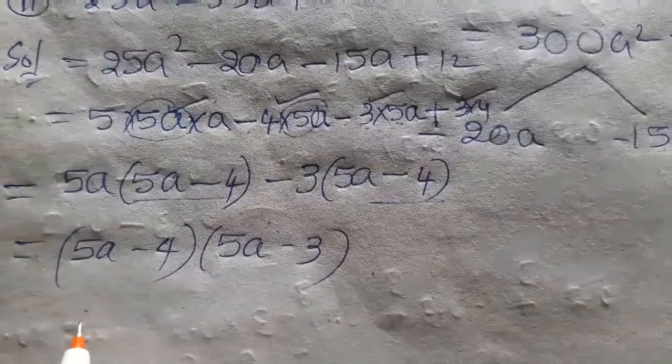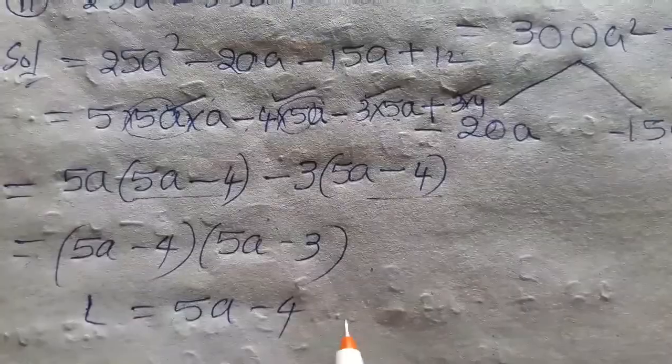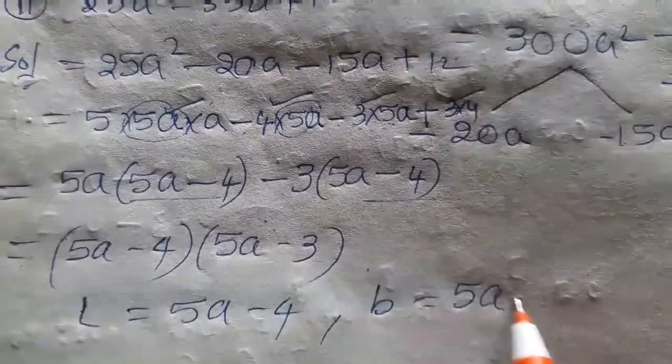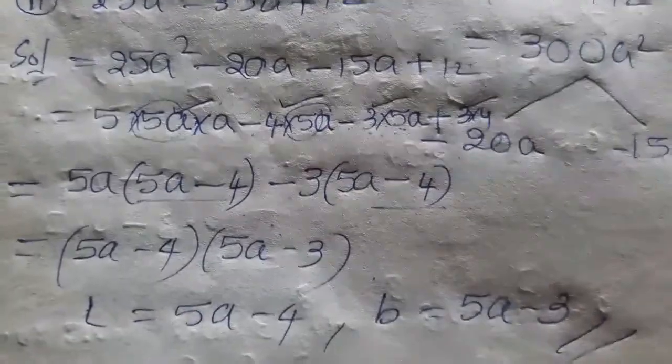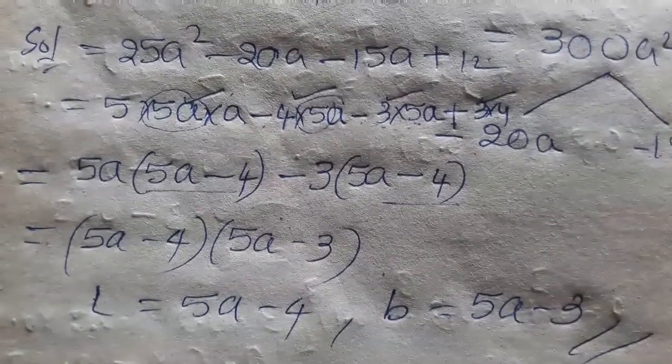So we got it. What is the length? Length is 5a minus 4, and what is the breadth? Breadth is 5a minus 3. This is the answer to the given question. Do all of you understand? Yes.